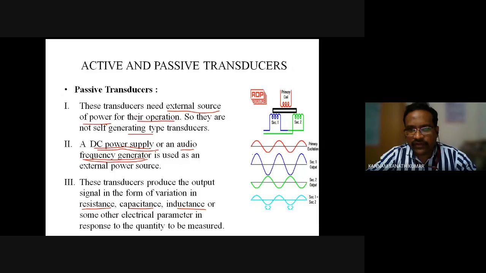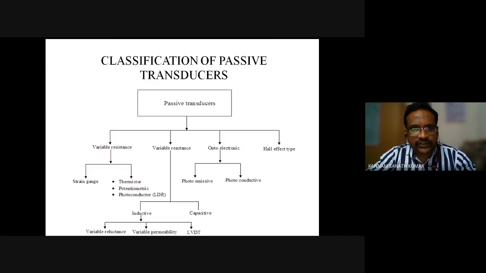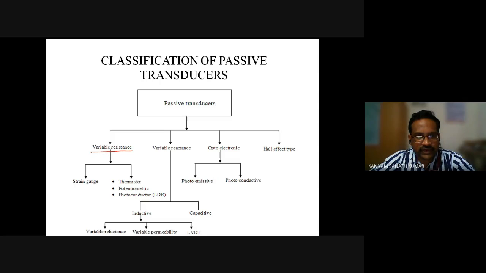So here, if you see, there are different classifications of passive transducers. Variable resistance means the output is given in terms of resistance. These are the examples of variable resistance: strain gauge, which we'll see in the following PPTs, thermistor, potentiometer, and photoconductor, that is an LDR. So these are variable resistance.